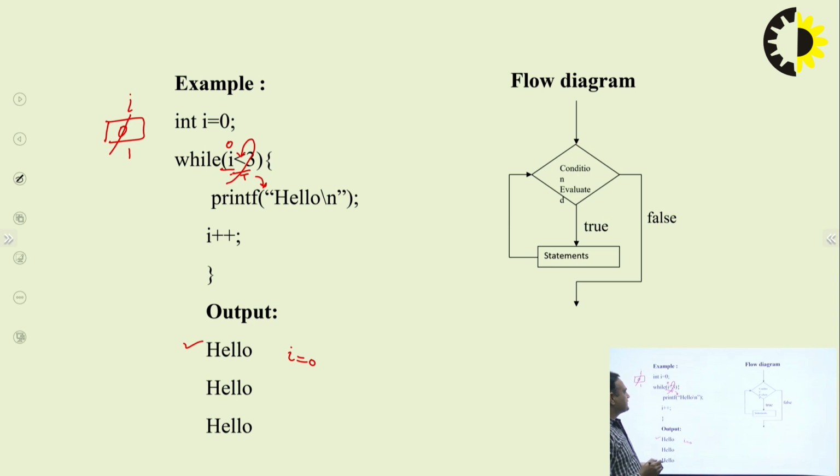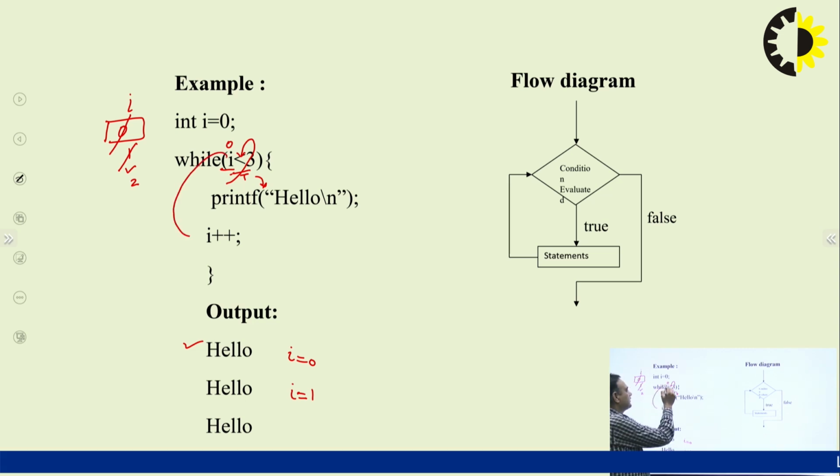Then the condition check: i = 1, 1 < 3, condition true, then hello will be printed, meaning this hello is printed for i = 1. Then i will be incremented, 1 to 2. Then the condition is checked again, 2 < 3, condition true, then hello is printed. This hello is for i = 2.